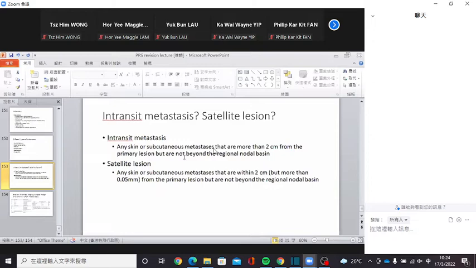So that's why in your physical examination, apart from describing your ABCDE, the site and the size of the lesion, you may also need to describe if there are any in-transit or satellite lesions, because that may signify a higher risk for the primary lesion to go into the nodal basin as well.